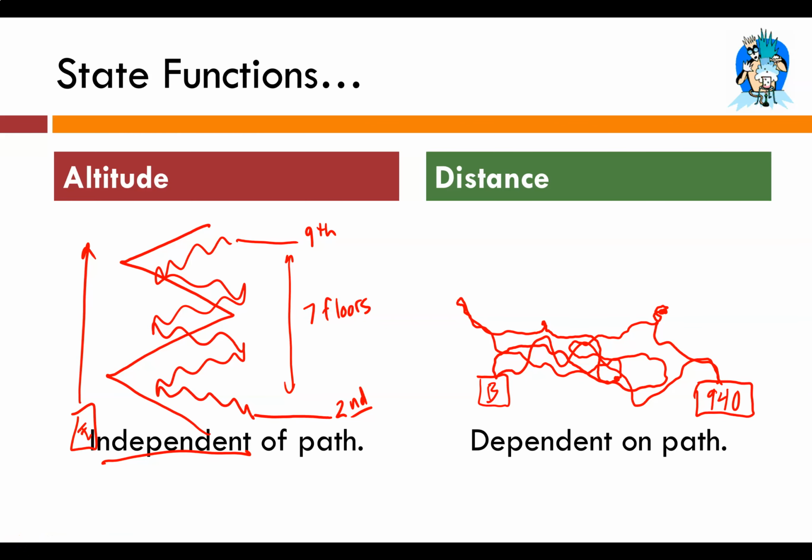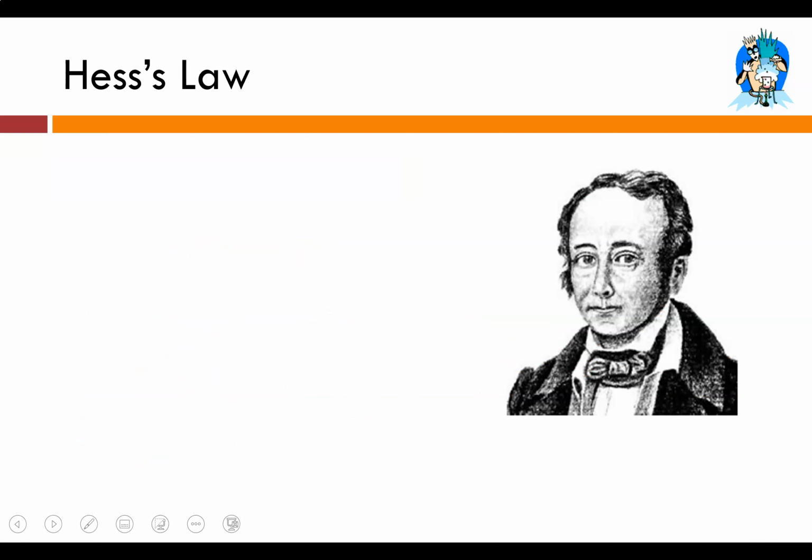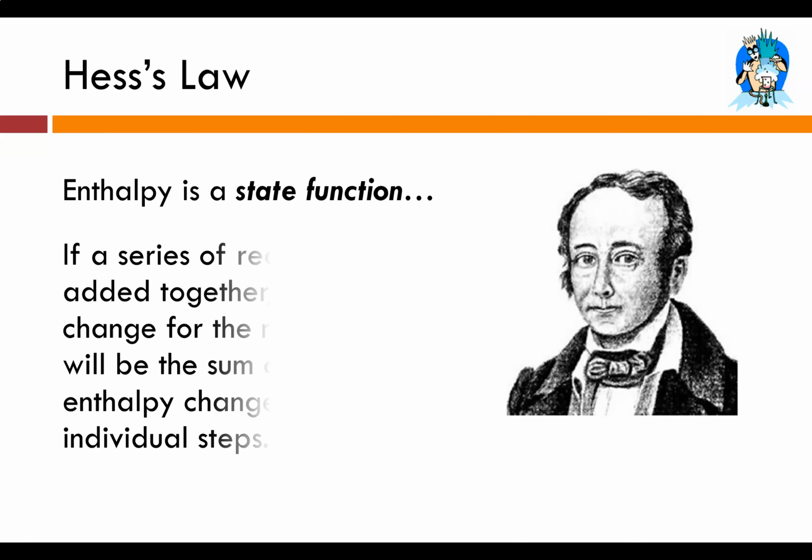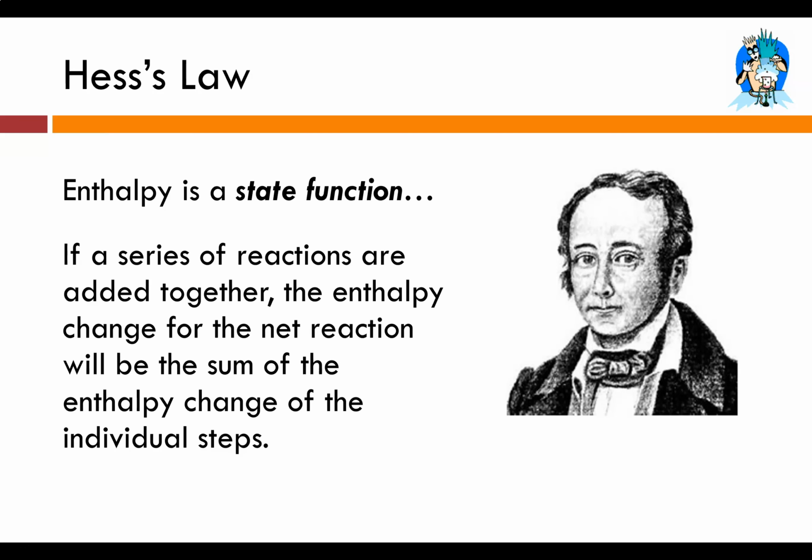So let's try to apply this to enthalpy, and we'll do that using Hess's law. Hess's law states that because enthalpy is a state function, again, independent of path, we can take a series of reactions. We can add them together, and the enthalpy change for the net reaction is going to be equal to the enthalpy changes that we sum up of the individual steps. Basically, the whole is equal to the sum of the parts.